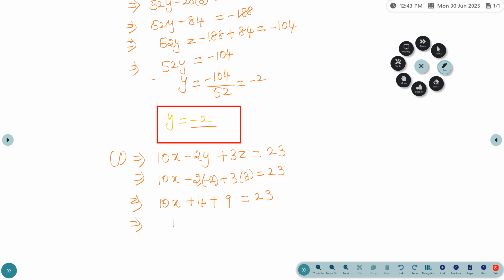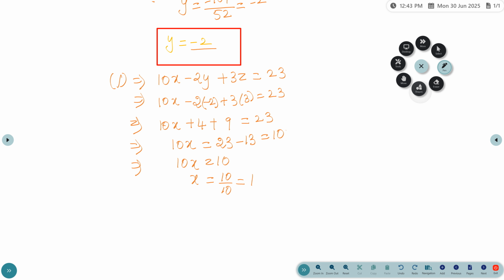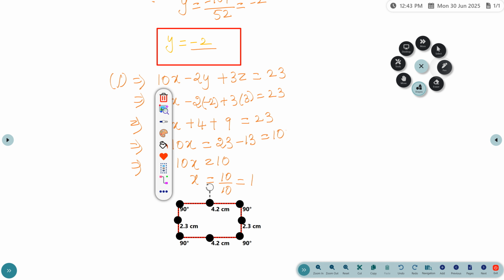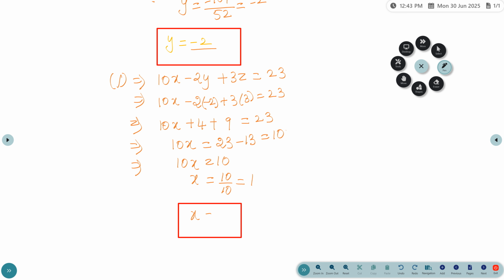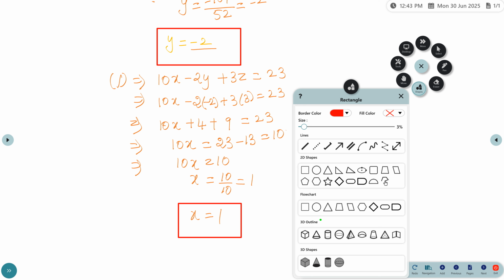So there is 10x. Bring the remaining values to the other side. 4 plus 9 is 13, so 23 minus 13 gives 10. So this implies 10x is equal to 10, which means x is equal to 10 by 10, which is 1. So now we get the solution for x also: x is equal to 1. Finally, we are going to write the solution.